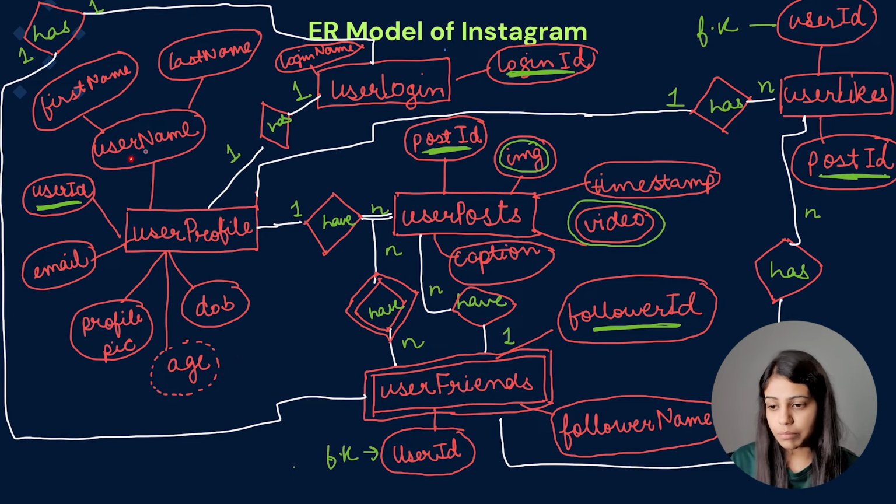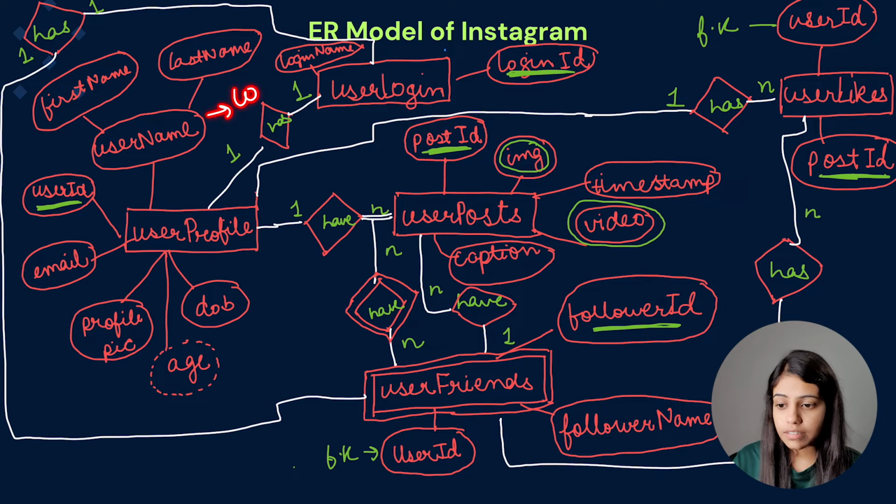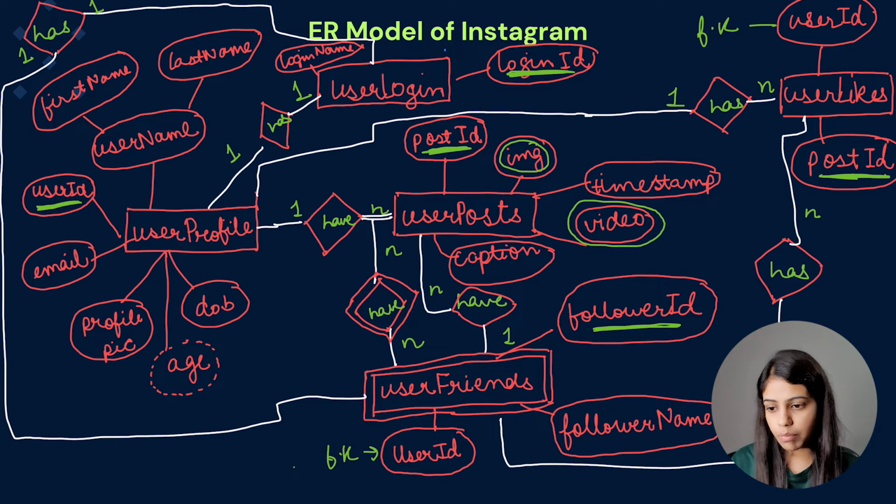And here username is serving as a composite attribute. A composite attribute is an attribute which can be broken into subparts. So username is now broken into first name and last name. So this is about the user profile. Now user profile has some relations. The very first relation is user profile has user post. The second relation is user profile has user likes. The third relation is user profile has user login.